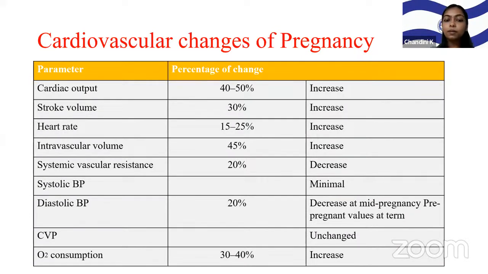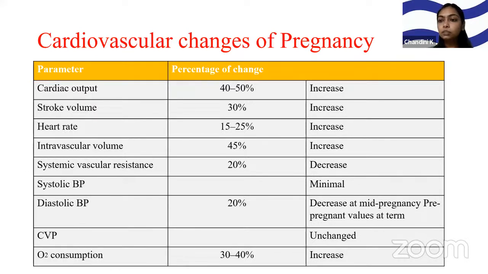physiological changes in the maternal circulation as well as in other systems to accommodate the maternal as well as the fetal needs. Primarily looking into the cardiovascular changes of pregnancy, by term the cardiac output is known to increase almost 40 to 50% from baseline, stroke volume 30%, heart rate 15 to 25%, and the intravascular volume increases by 45%.